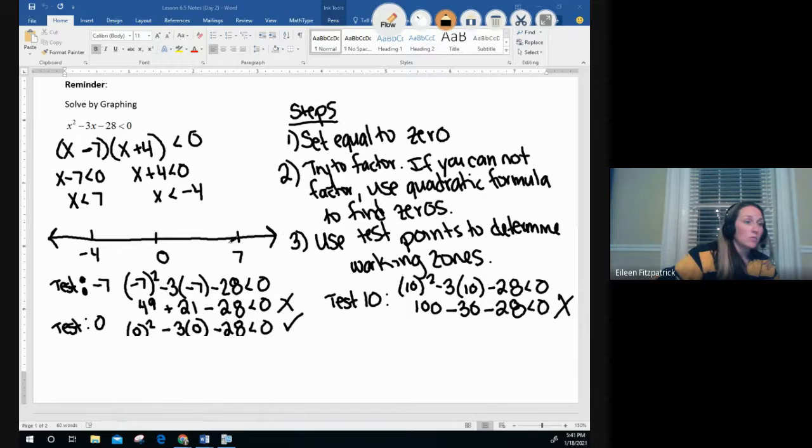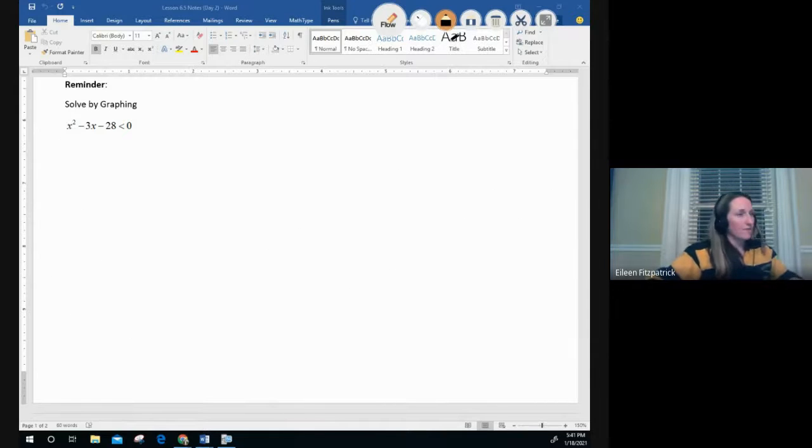So 10, which was to the right of 7, did not work. Negative 7, which was to the left of negative 4, did not work. But 0, which was between negative 4 and 7, did work. So that means you're going to have open circles on negative 4 and 7, and we shade in between. Okay. All right. So that's a reminder of how to do those graphing problems. Let's keep on moving.